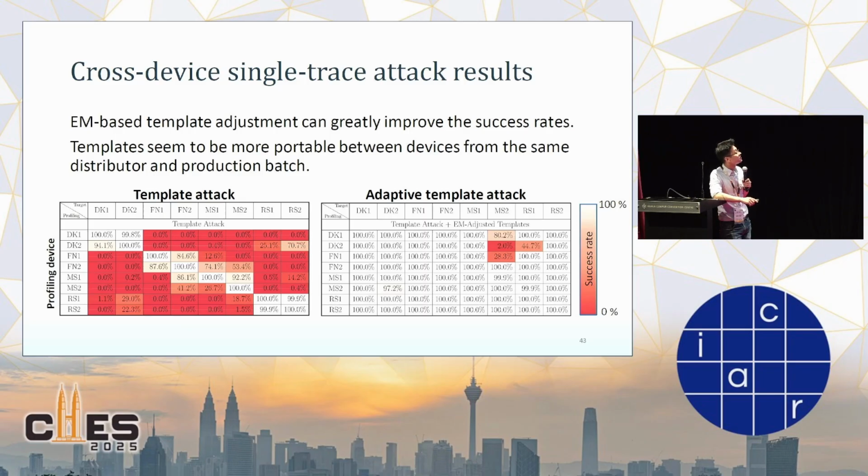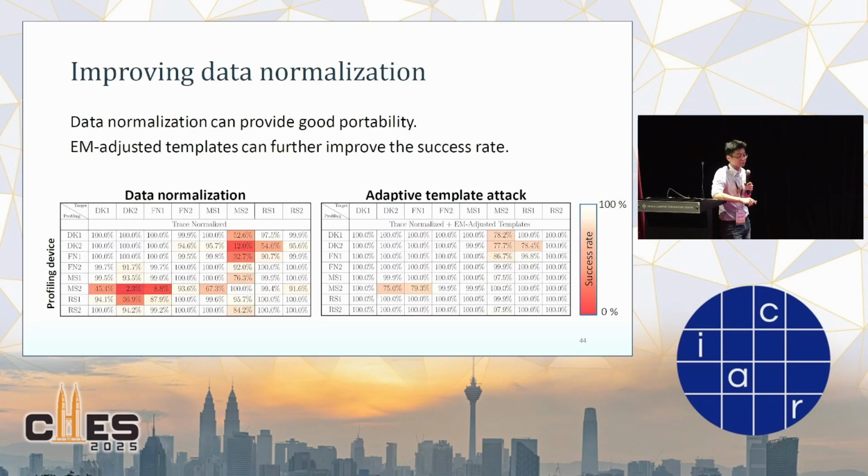This adaptive template attack can also be applied alongside other template portability techniques, such as data normalization. Here we can see that using data normalization, we already have pretty good template portability. But with the help of the adaptive template attack, we can further improve the result to reach 100%. So yay.